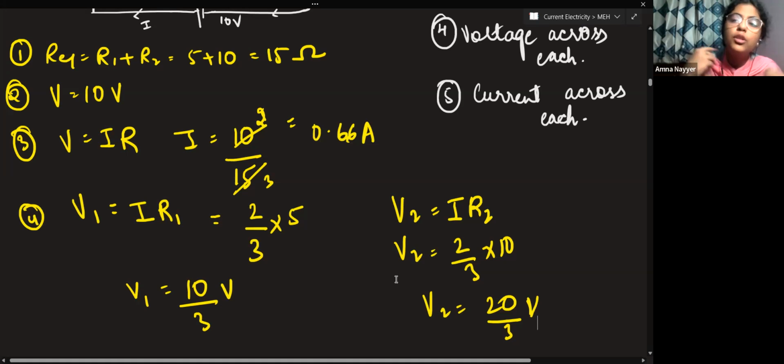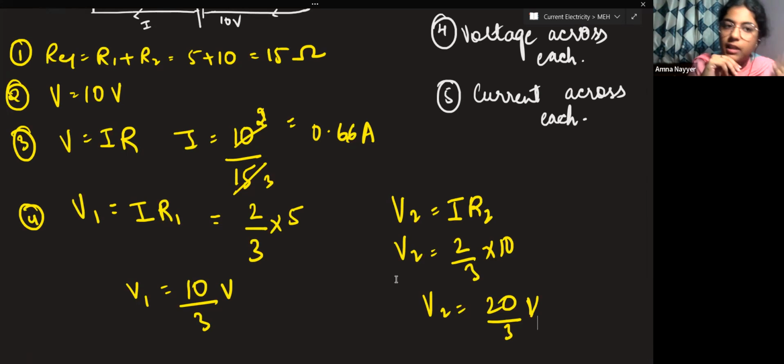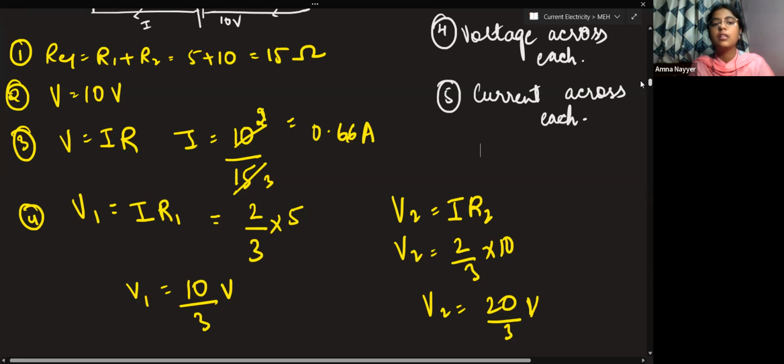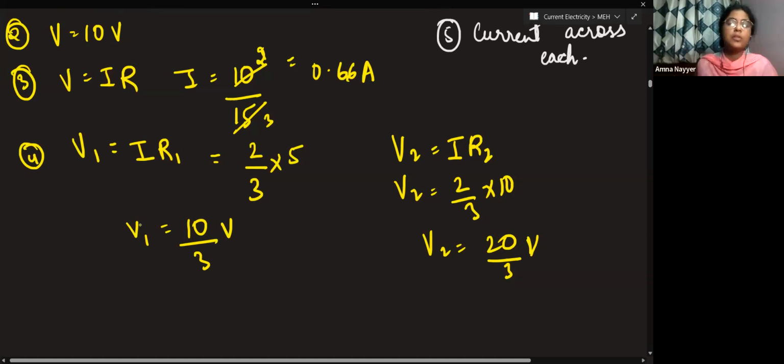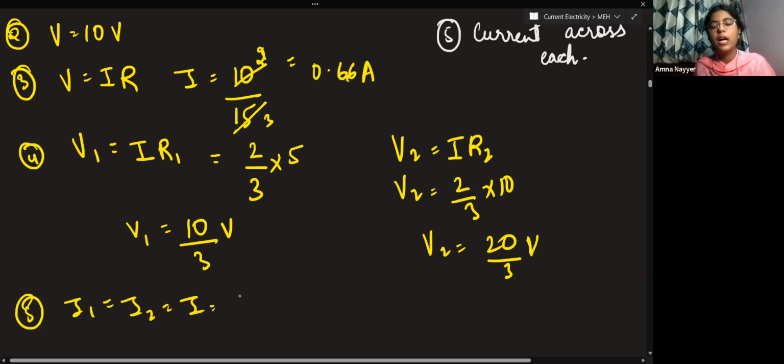Series combination, you don't need to even calculate the current. Whatever is the total current, that will be the current across each of them. That means 2 by 3 amperes will be current across each also. So that completes your answer, 0.66 amperes, exactly, which is the answer for the fifth part. I1 is equal to I2, which is equal to I, that is 0.66 amperes once again.